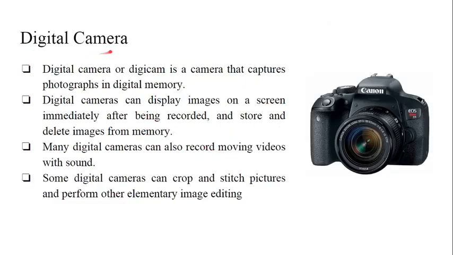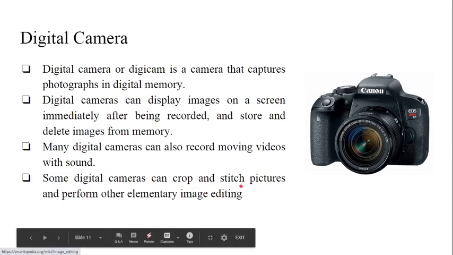Next is digital camera. Digital camera or digicam is a camera that captures photographs in digital memory. Digital cameras can display images on a screen immediately after being recorded and store and delete images from memory. Many digital cameras can also record moving videos with sound. Some digital cameras can crop and stitch pictures and perform other elementary image editing applications.